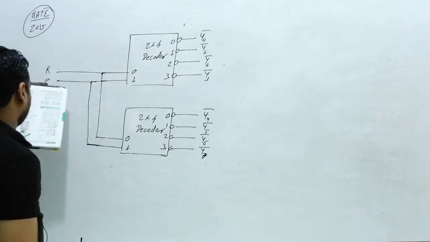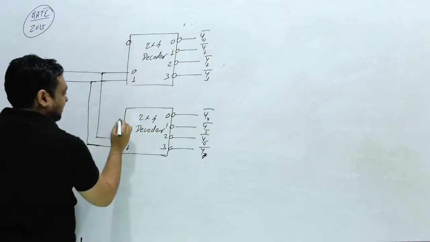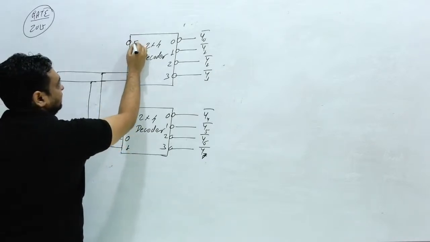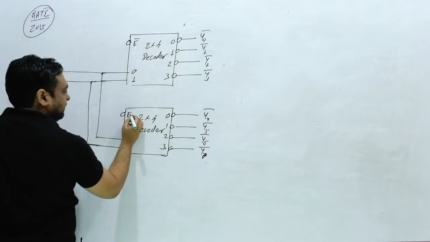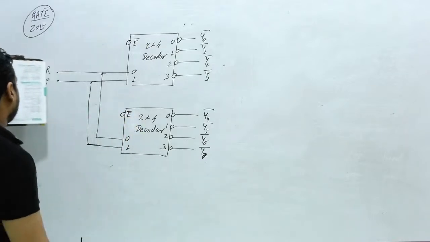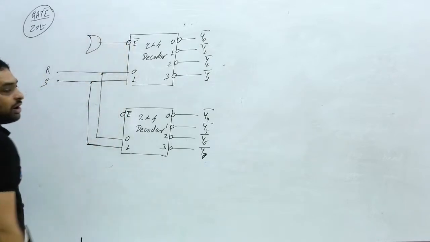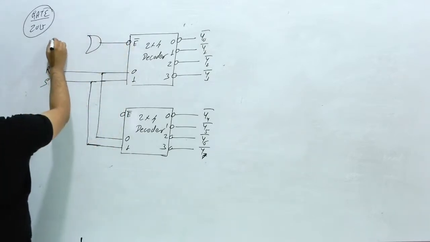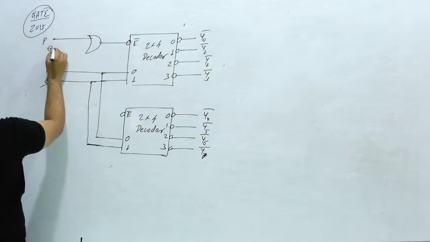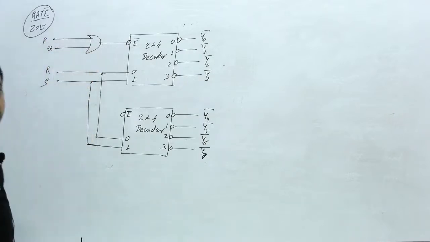So these two are the inputs and here this is active low enable. You can say this is enable bar and this is enable bar. Clear? This is active low enable and here one OR gate is given like this. This is connected with P and the second input is Q. P and Q.